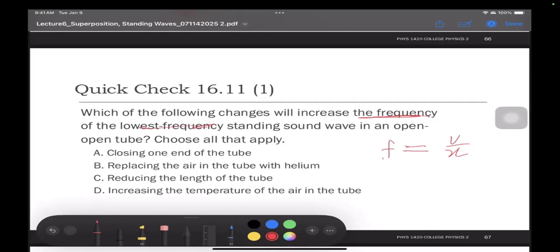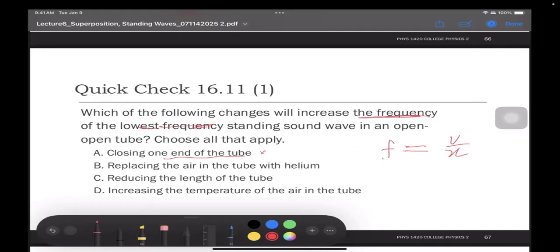Okay, let's talk about how to increase this frequency. Closing one end of the tube, which means an open end becomes closed, will decrease the frequency. So this one is not right. Does that make sense to you?